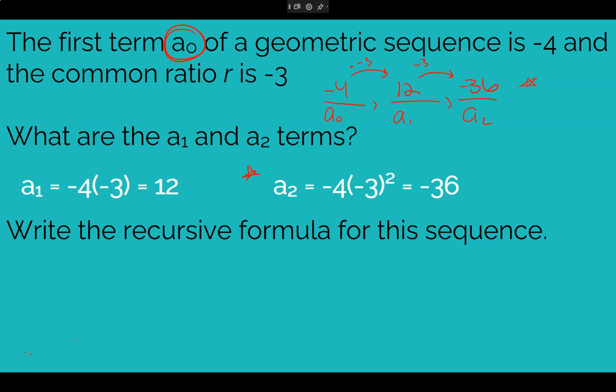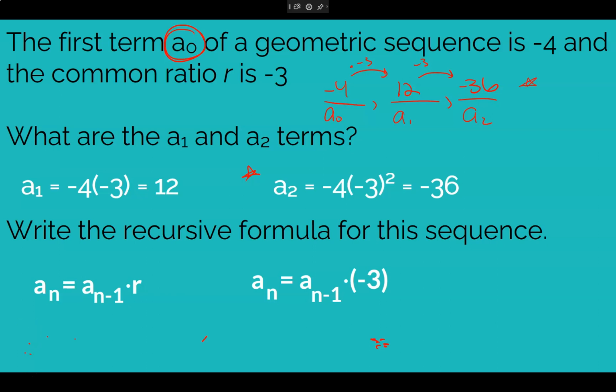All right, let's write the recursive formula. So if you do what was in the red, what did we do each time? We multiplied by -3 to the previous term. So my recursive formula is going to be A sub n minus 1.